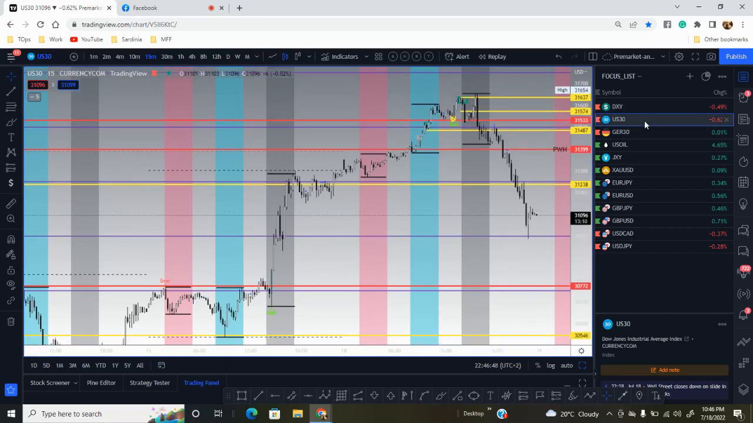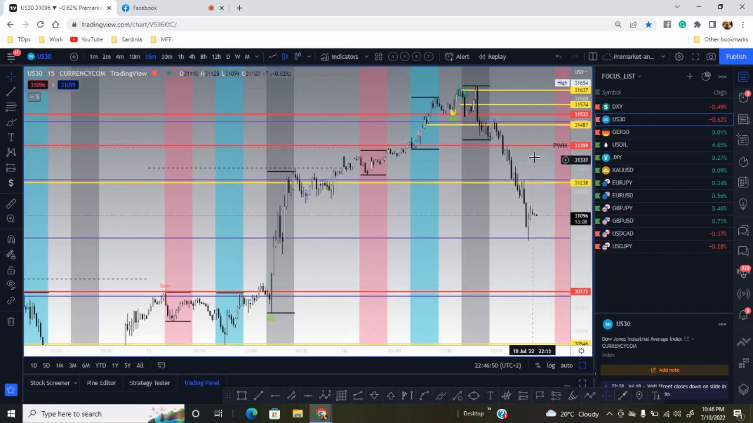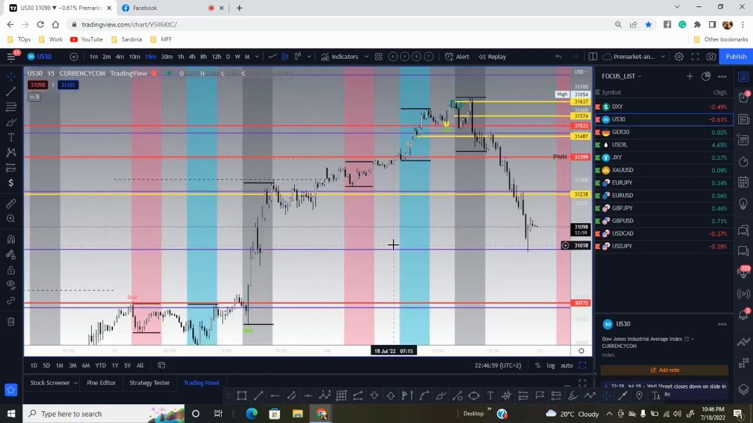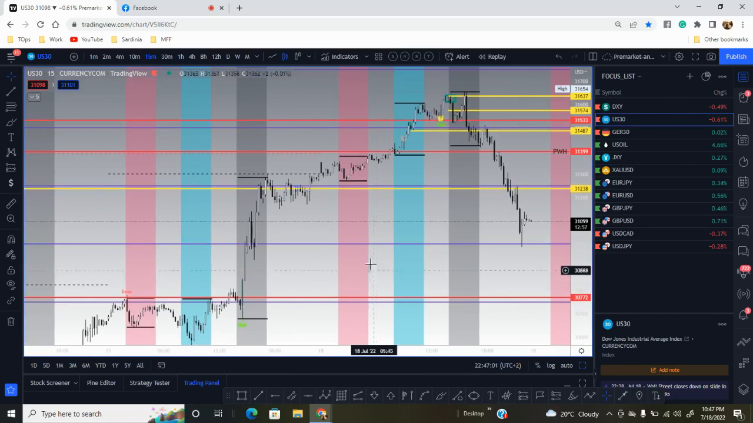So, unahin muna natin yung index na tinatawag na US 30. Ito yung Dow Jones index ng US market. And I'm using 15 minutes time frame. And as you can see in my chart, you might notice yung pink na area, light blue na area, and gray area. So yung pink na area is the Asian session.